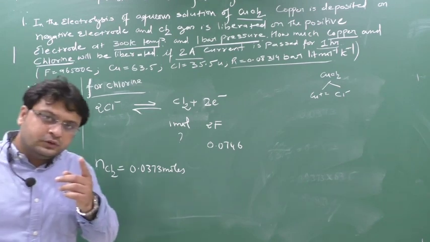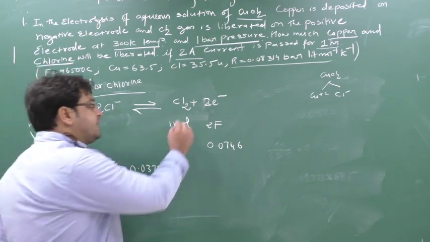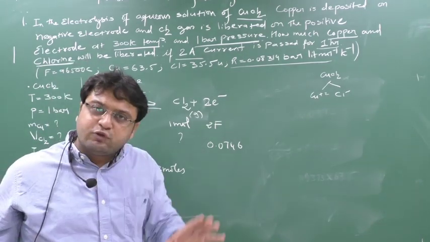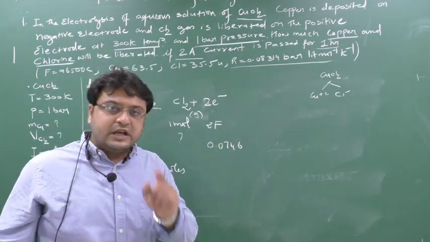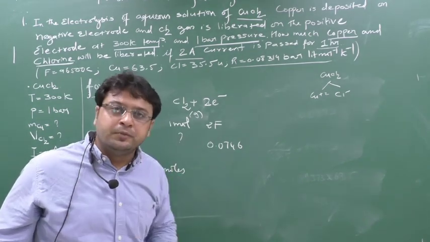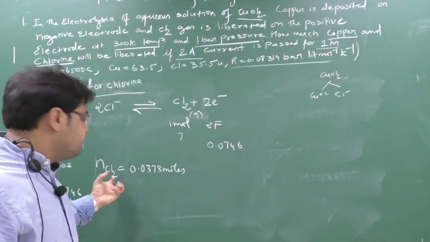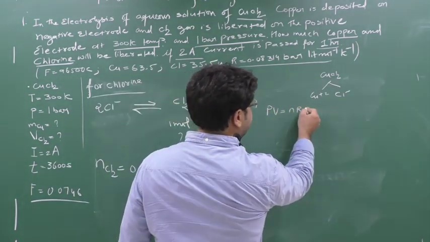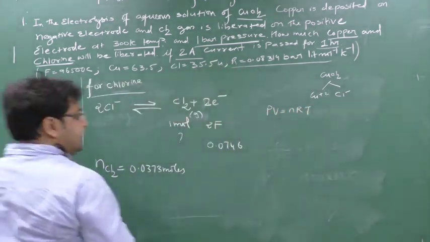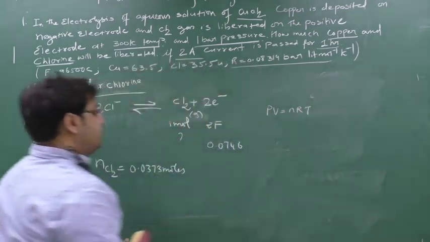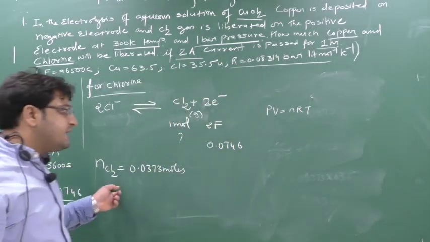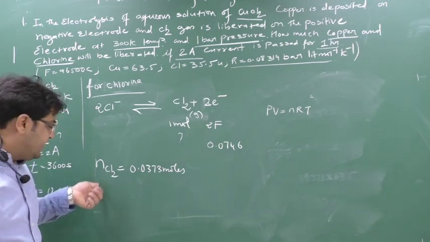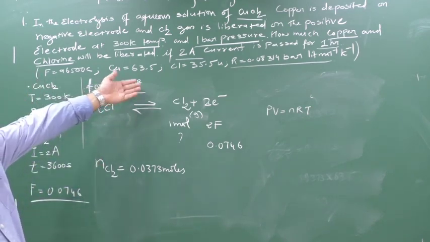Now I have calculated the moles. I told you chlorine is a gas. Yes or no? So a gas cannot be calculated in terms of mass. Gas should be calculated in terms of volume. So who will give me the volume and mole relation? The ideal gas equation, PV equals nRT. Yes or no? PV equals nRT, because here chlorine is a gas.